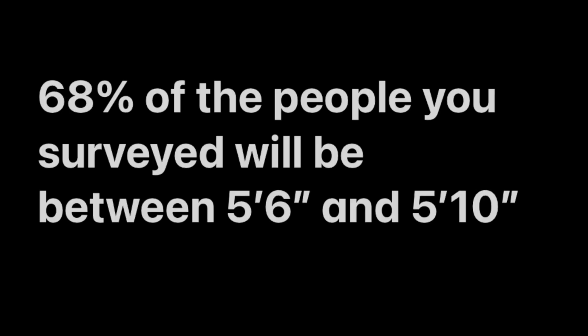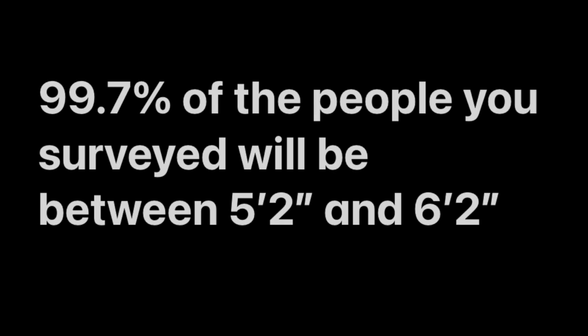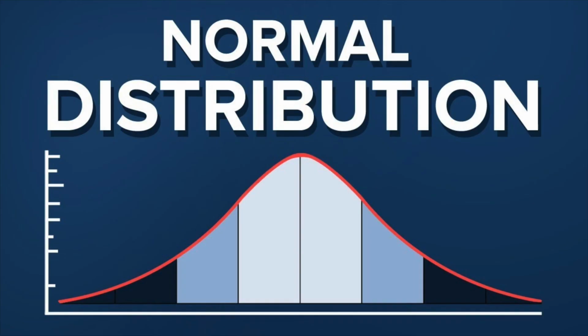Or, more simply, 68% of the people you surveyed will have been between 5'6" and 5'10", and 95% of them will be between 5'4" and 6 feet tall, and 99.7% of them will be between 5'2" and 6'2". The empirical rule works the same for any set of data that follows a normal distribution.